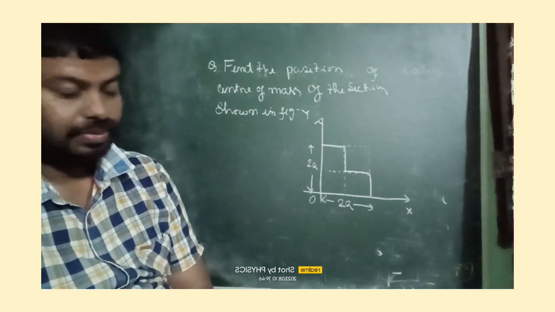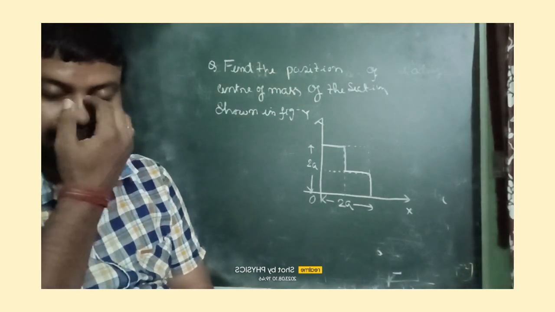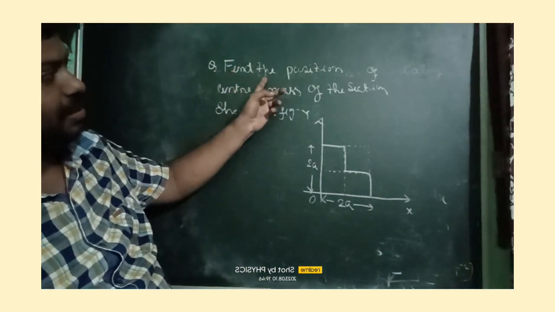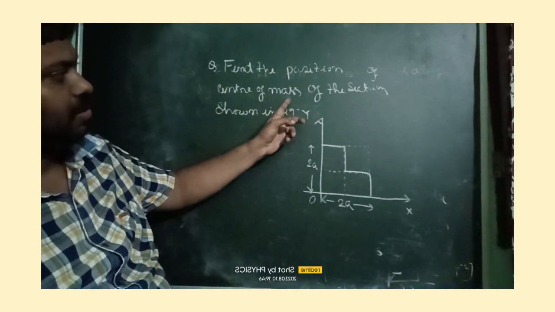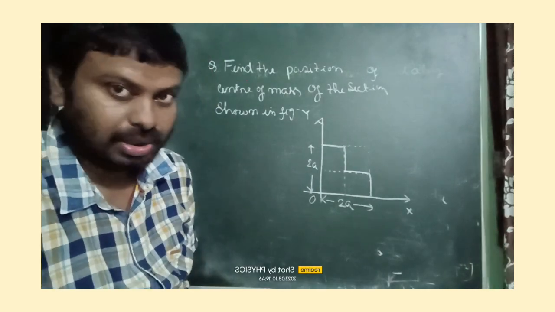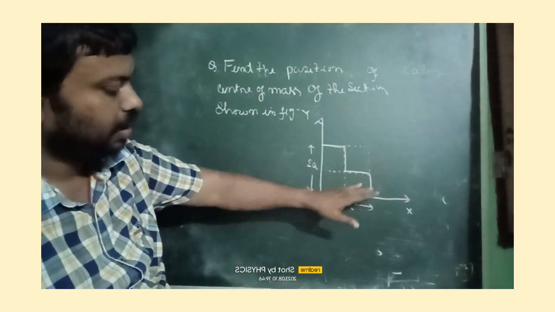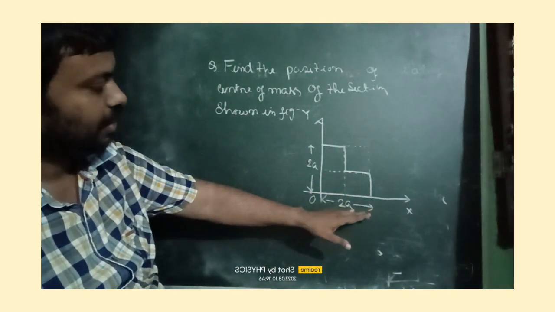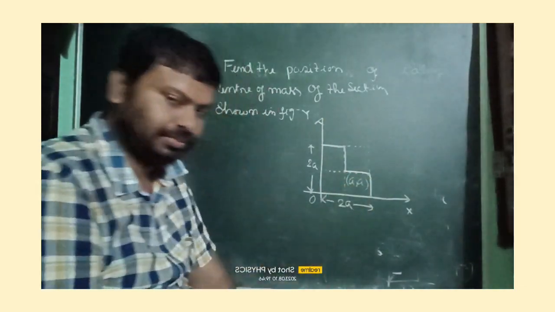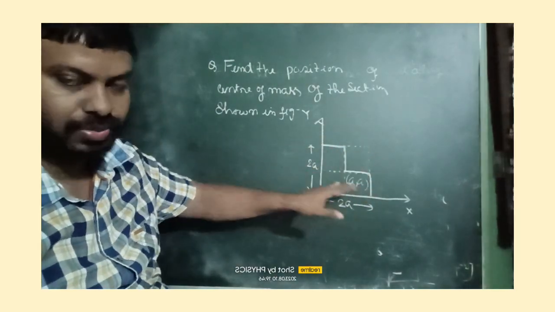We are going to solve some typical problems on center of mass. So today I have selected a problem. What is the problem? Find the position of center of mass of the section shown in the figure. The total square has the area of 2A, then the center of it is (A, A). Now that portion is scooped out from the whole of the square.